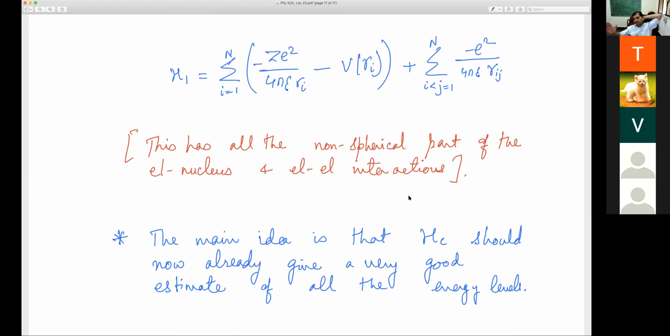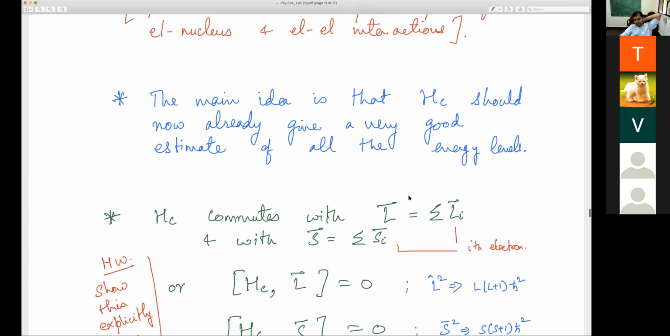And use those eigenvalues and eigenfunctions to construct many-particle wave functions, which can be a very good starting point for doing whatever we want: perturbation theory, variational principle, more sophisticated calculations, etc. Okay. So H_C should already give a very good estimate of all the energy levels and a very good approximation for the wave functions, which are now a good starting point for taking it beyond.